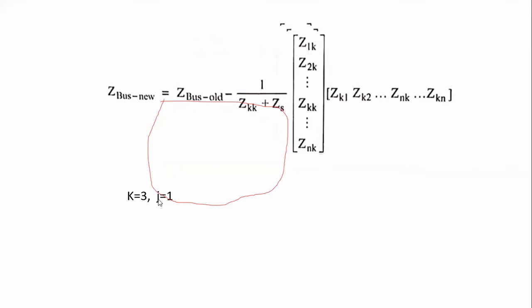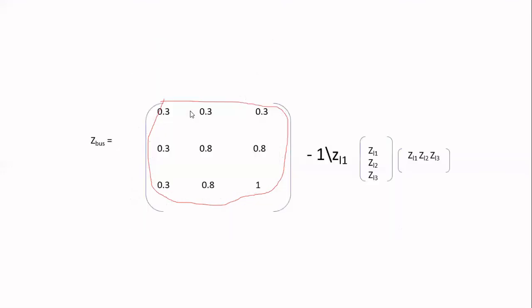Here the element 5 is added in between 3 to 1, where k is equal to 3 and j is equal to 1. We substitute all these values, and this is the Z bus new matrix.